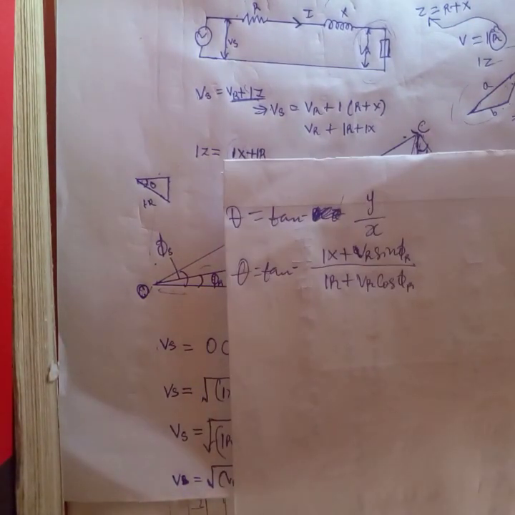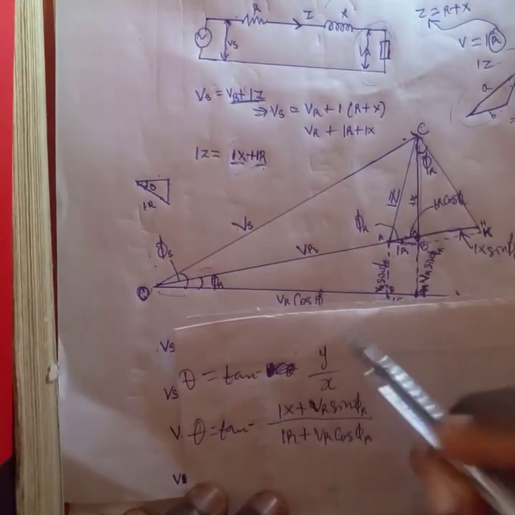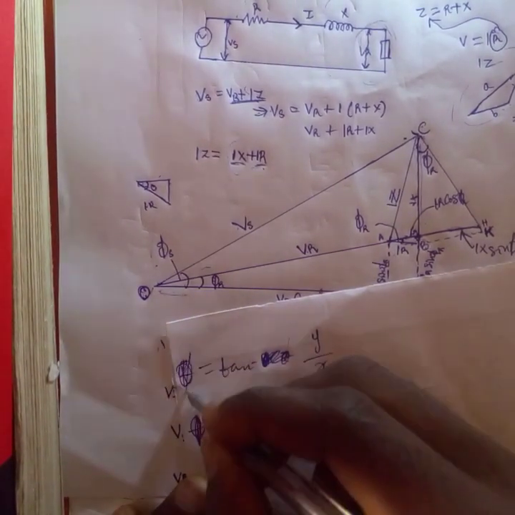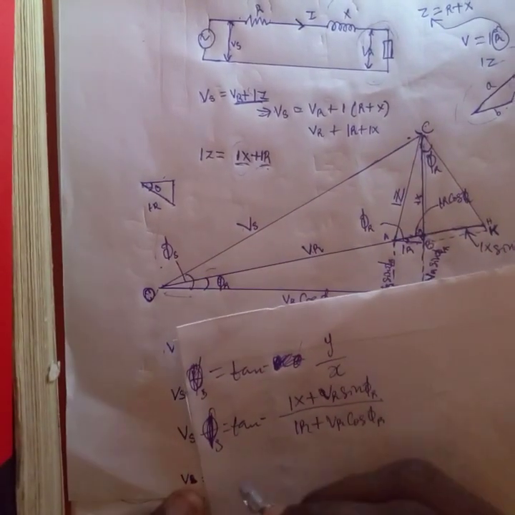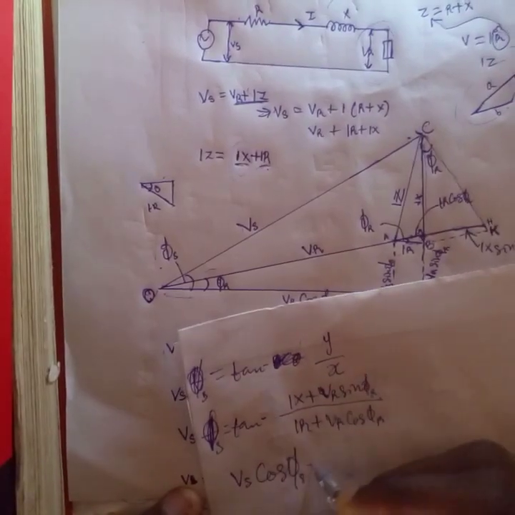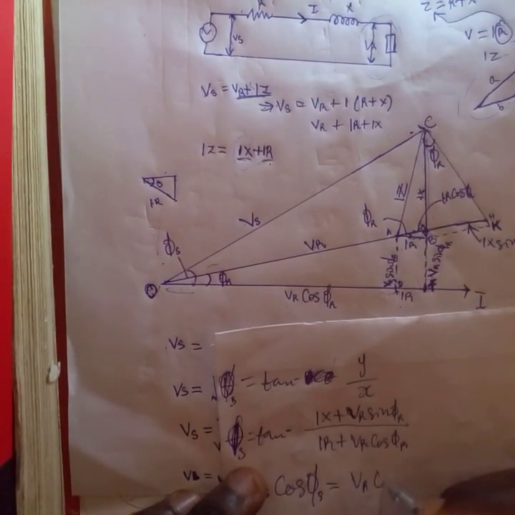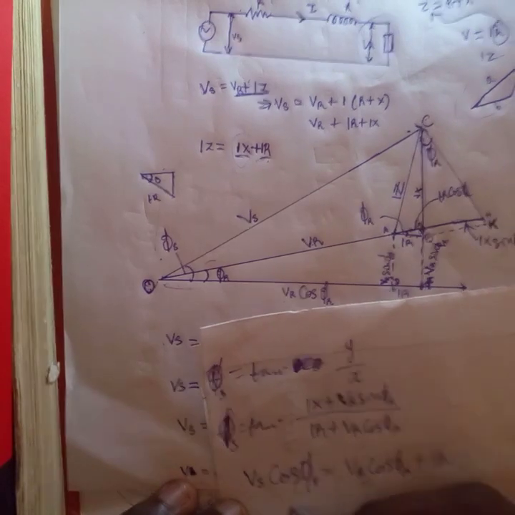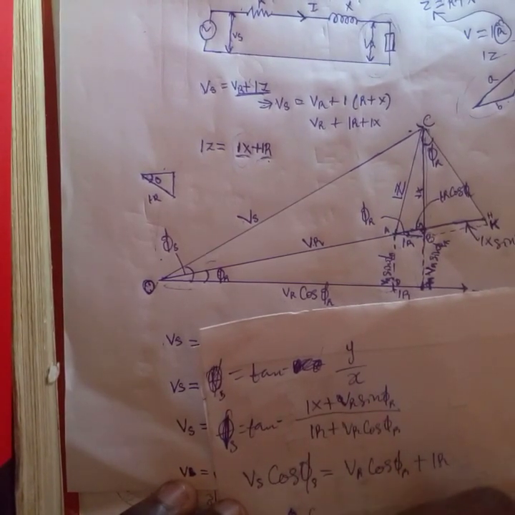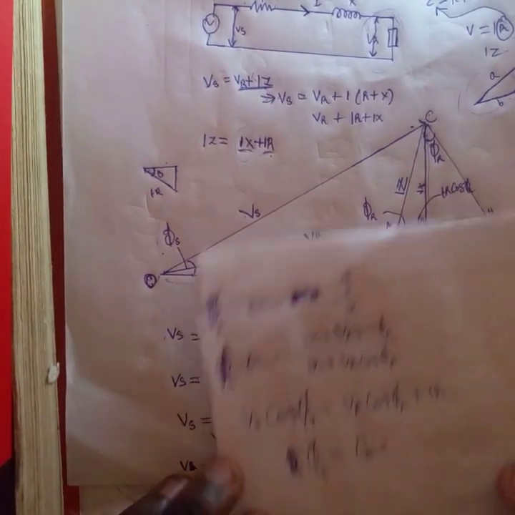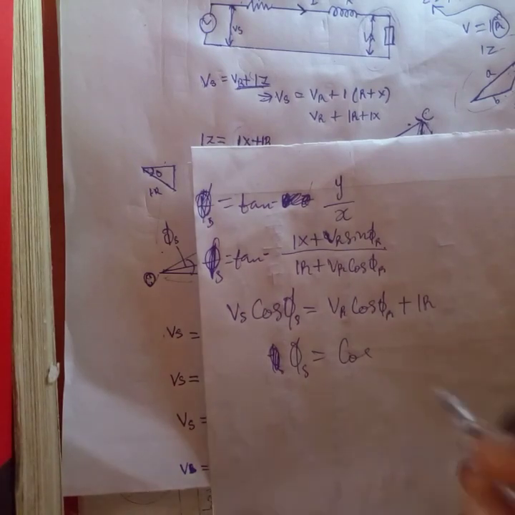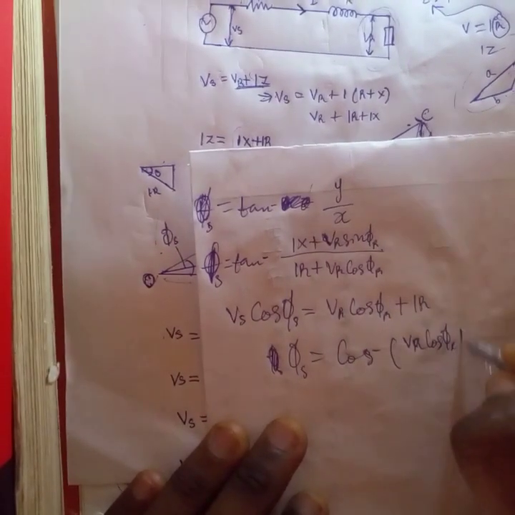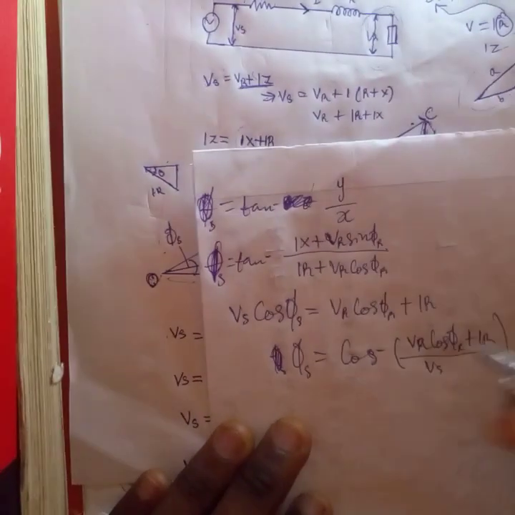Alright, so the next thing, or you can do it like this, just resolve this one to this side, and when resolving, you multiply by the angle. This is phi x, cos phi x. When you want to resolve it to this side, that will be Vx, right? Cos phi x will be equal to everything on this side, so that will be V cos phi plus I. So make this the subject. So we have cos inverse, and so on. So I think this is everything that is here. Okay, that is cos inverse of V cos phi plus I over Vx. So I think this is everything that I said.